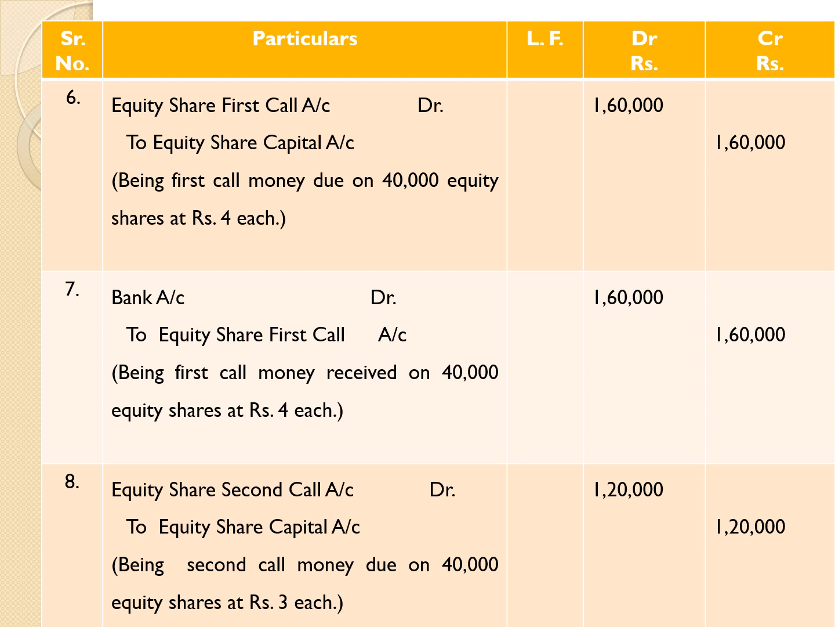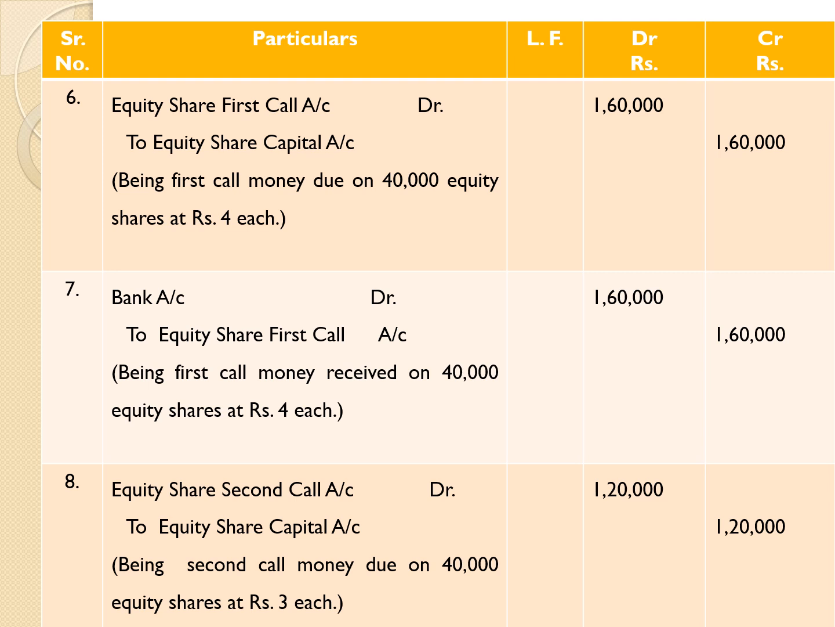Therefore, equity share first call account debit 1,60,000 to equity share capital account 1,60,000. Being first call money due on 40,000 equity shares at rupees 4 each. We are mentioning narration to every entry. The narration must convey the message what type of transaction recorded here.